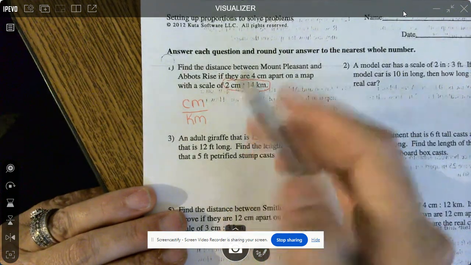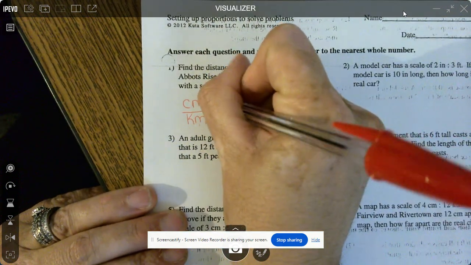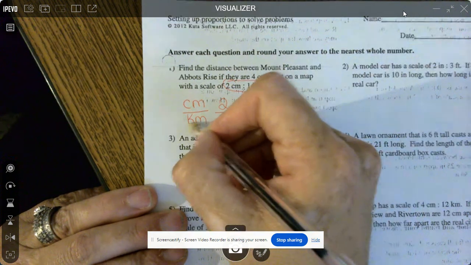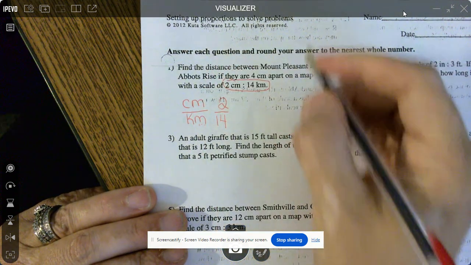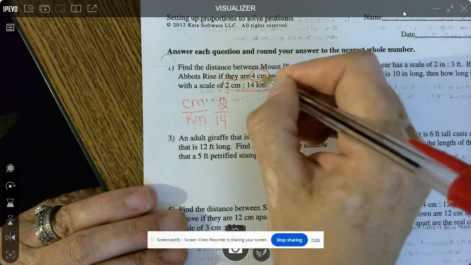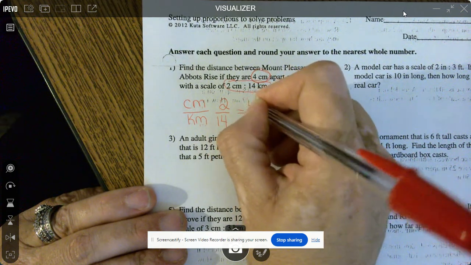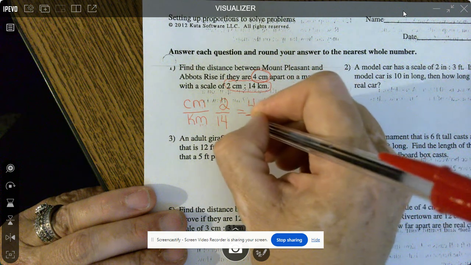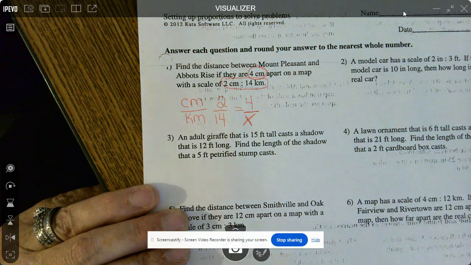We know it's 2 centimeters. So when we set up the ratio, we're going to put the 2 up top. We have 14 kilometers, so we look where the kilometers are, and we put 14 on the bottom. Now, we know that they're 4 centimeters apart, so let's look at the centimeters part and put the 4 on top, because that's where your centimeters are. Now we want to find the distance, so we're going to represent that with an X.